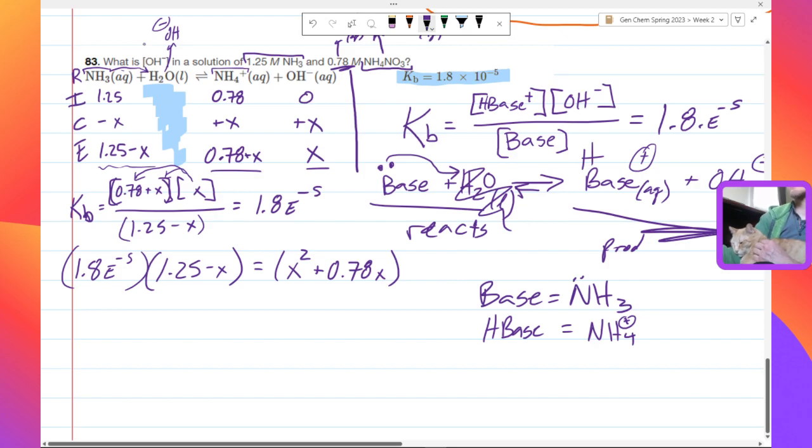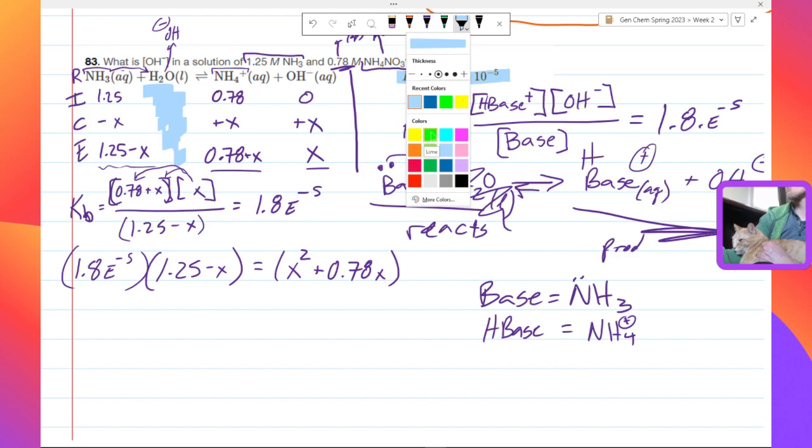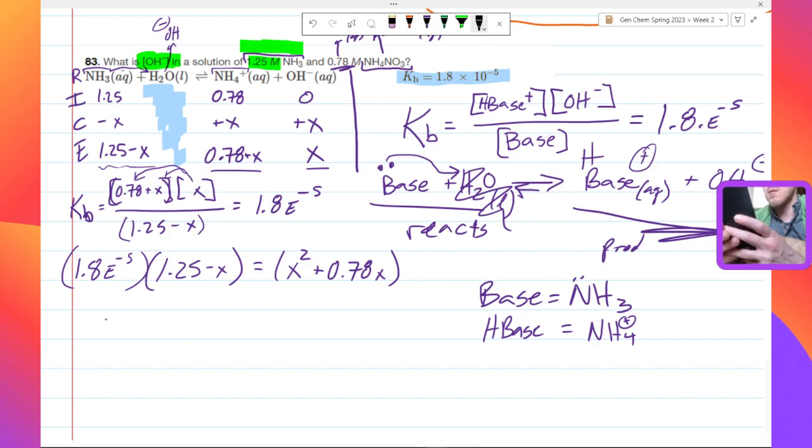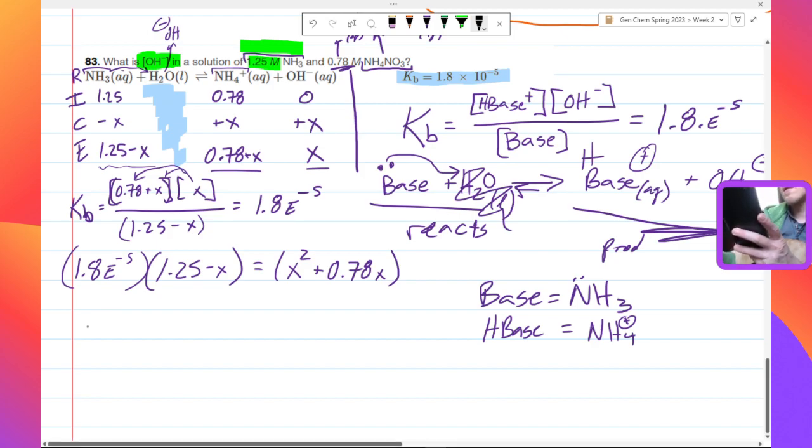So we're going to expect, what's this question even asking? This question is, just like the last question was asking for concentration of hydronium, this one's asking for concentration of hydroxide. And we have a lot of base, a big concentration. So we're going to expect a pretty big concentration of hydroxide. Maybe I'll figure out the pH too. But in the meantime, we have 1.8 times 10 to the minus fifth times 1.25, which is 2.25 times 10 to the minus fifth.